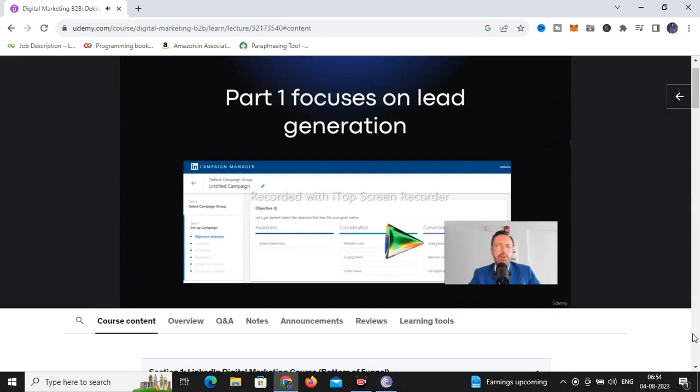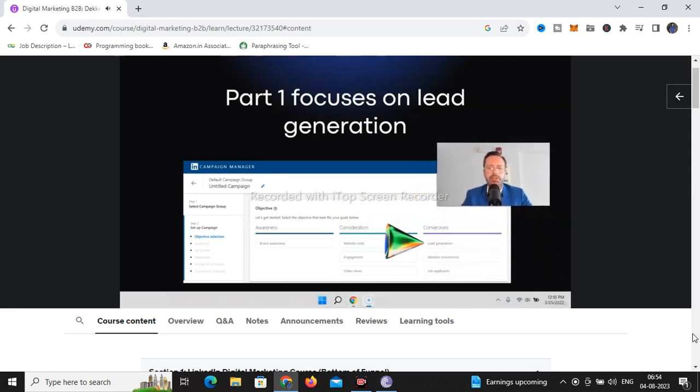So part 1 focuses on lead generation. Now, whenever you create a new campaign in LinkedIn, there are basically 3 buckets of objectives that you need to take a look at. And this is one of the biggest considerations when you start advertising on LinkedIn: what is the objective that you want? All too often people jump into strategies and tactics, but they don't really know where they want to go. So this is the high-level decision you need to make.